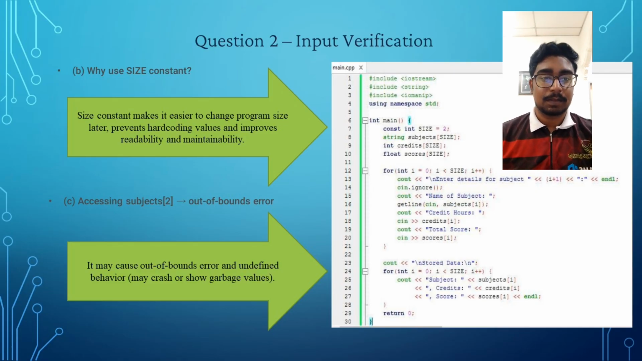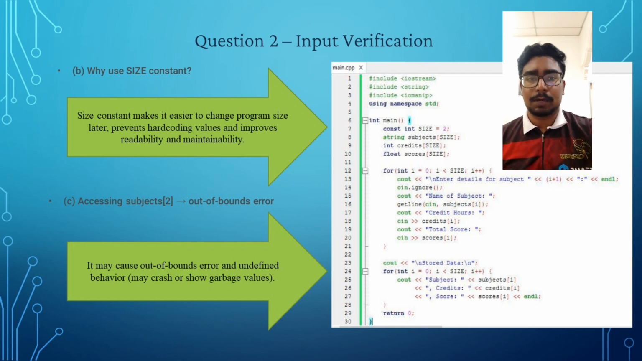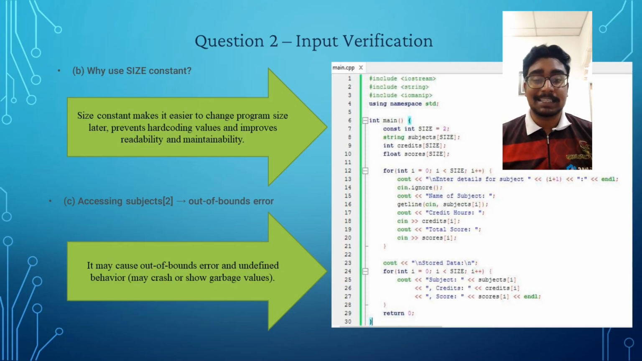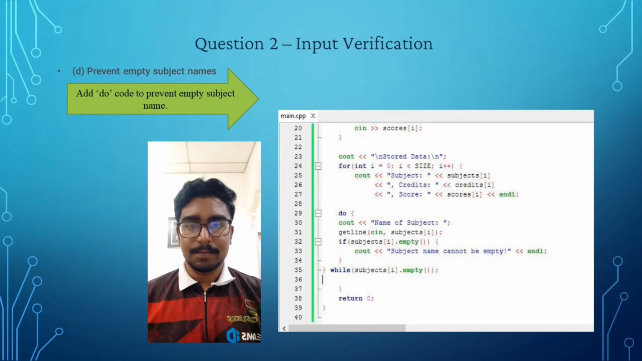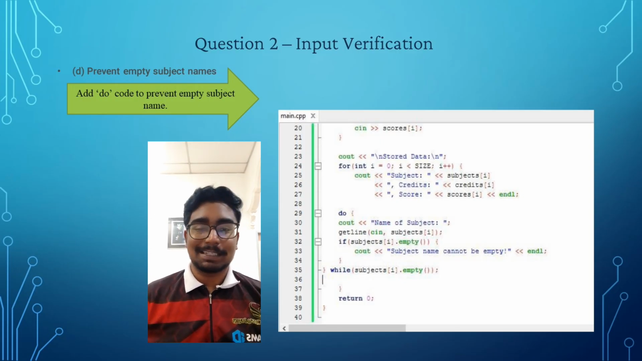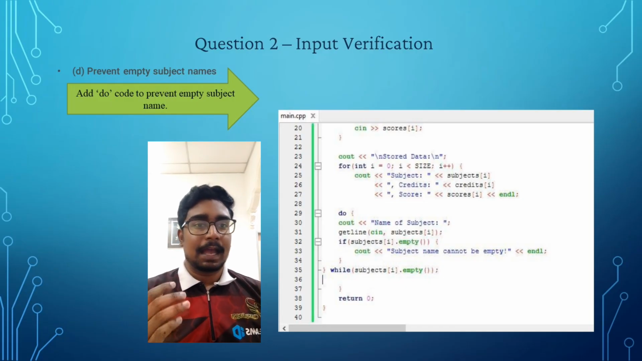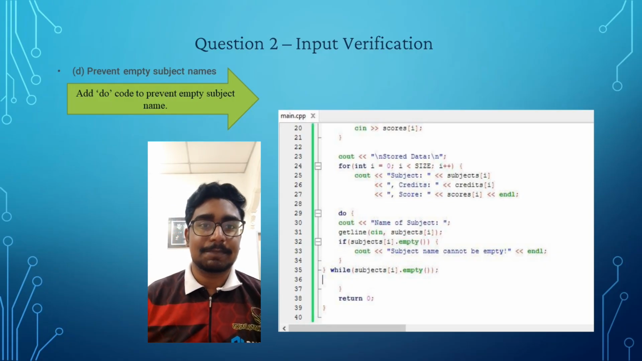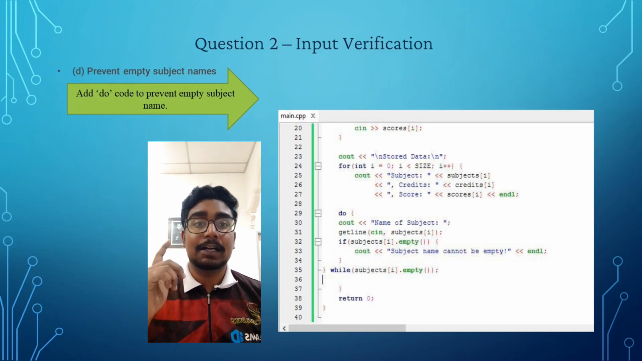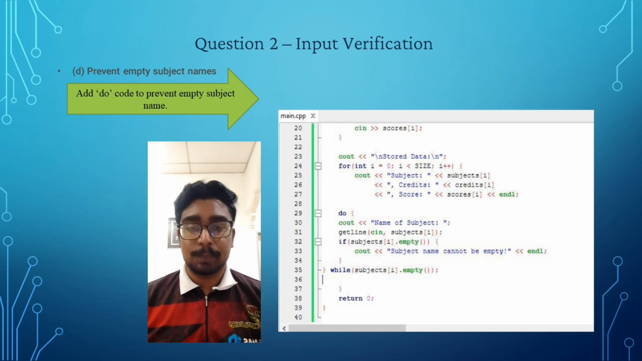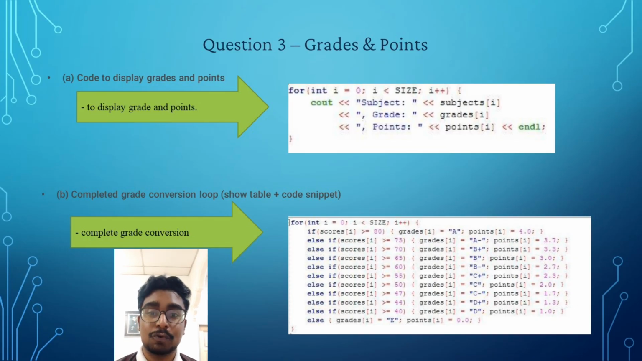For question 2c, the question asks, what would happen if we try to access subject[2] in our program? Well, accessing subject[2] when size is 2 causes an out of bounds error. Next, for question 2d, the question is, how would you modify the input validation to ensure the subject names are not empty? For that, we have added a validation using a do-while loop. As you can see here, I have added the code for the do-while loop. That was fantastic. Now, let's get into question 3.